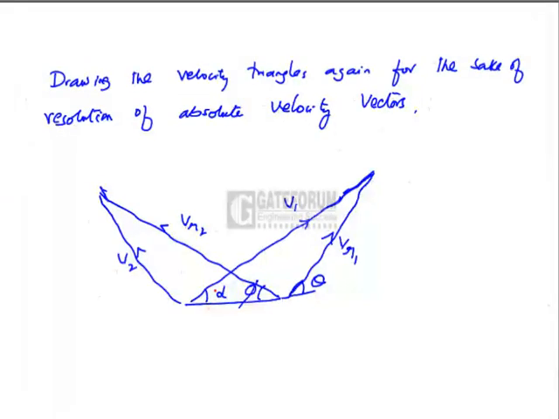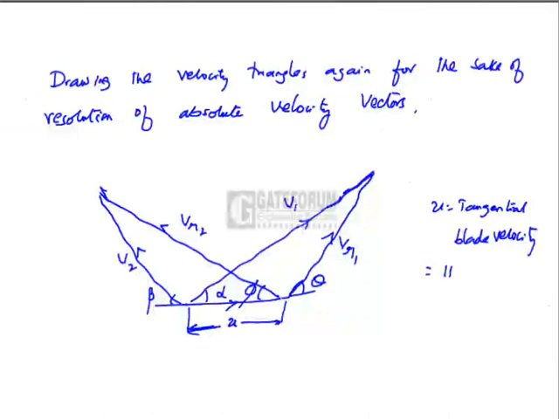Phi is the moving blade exit angle, and there is a new angle we are defining here, beta, that is the absolute velocity angle at exit with reference to the blade velocity u. We have drawn the velocity triangles on the common basis u, where u is tangential blade velocity given by pi d n by 60 meters per second, n is rpm of the rotor, and d is the mean diameter of the rotor.